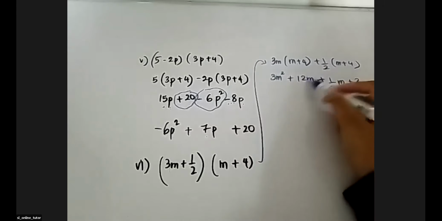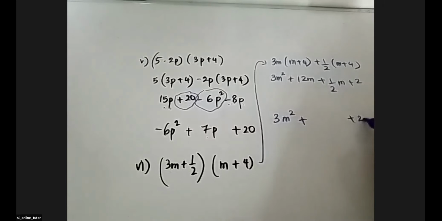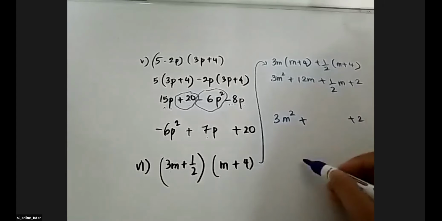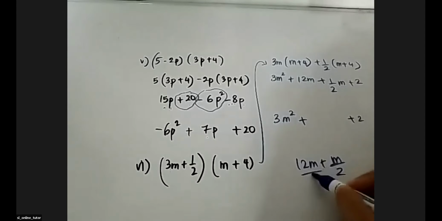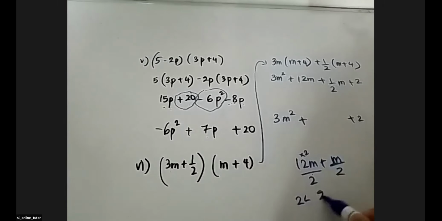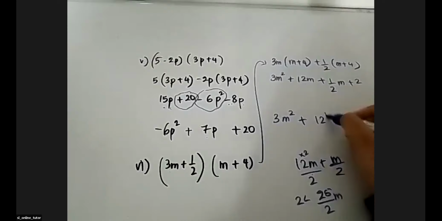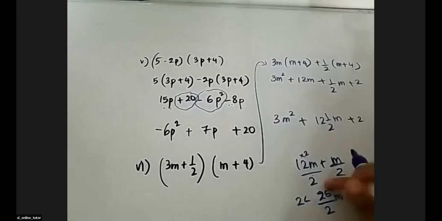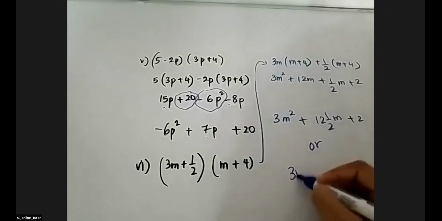Now look at the like terms. 12m and half m. What is 12m plus half m? 12.5m. Yes, you can take it as 12.5m, or if you want to do it by the fraction method, you can make a common denominator. 2 comes here, this becomes 24. So 24 plus m is 25 upon 2. 25m upon 2 is definitely 12.5m, right? So you can write it as 12.5m, or as 25 upon 2 m. That's also fine.